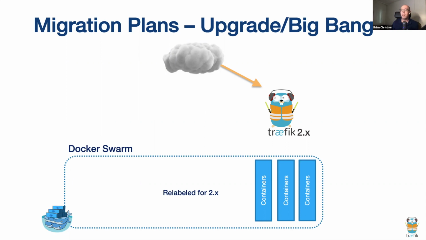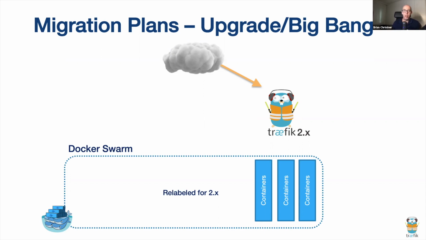You have to prepare your containers to relabel them for 2.x. You can do this all ahead of time. So if you have a proper test environment, you can actually deploy these containers into a test environment with the new labels with 2.0 and get it all ready. So it should minimize your downtime. But I would recommend the Big Bang if you only have a small set of containers.